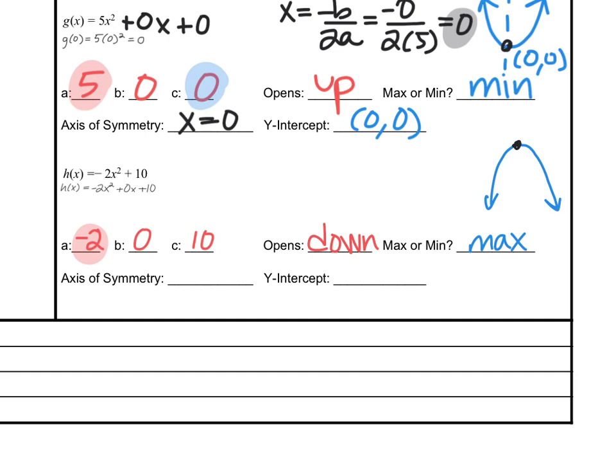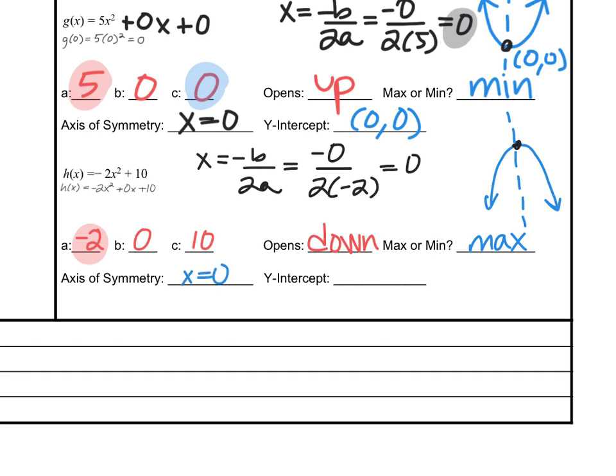Your axis of symmetry is this line that goes down the middle and makes a mirror image on both sides. X equals negative b over 2a to calculate that. B is 0, so it's going to be negative 0 over 2 times a, which is negative 2. 0 divided by anything is 0. So our axis of symmetry is x equals 0. That's the equation of the line that goes down the middle, because it's a vertical line.